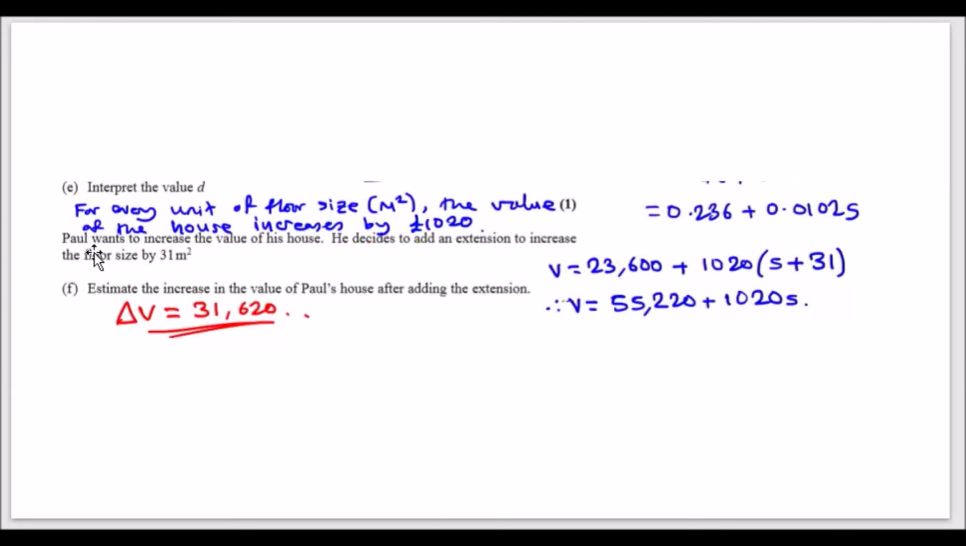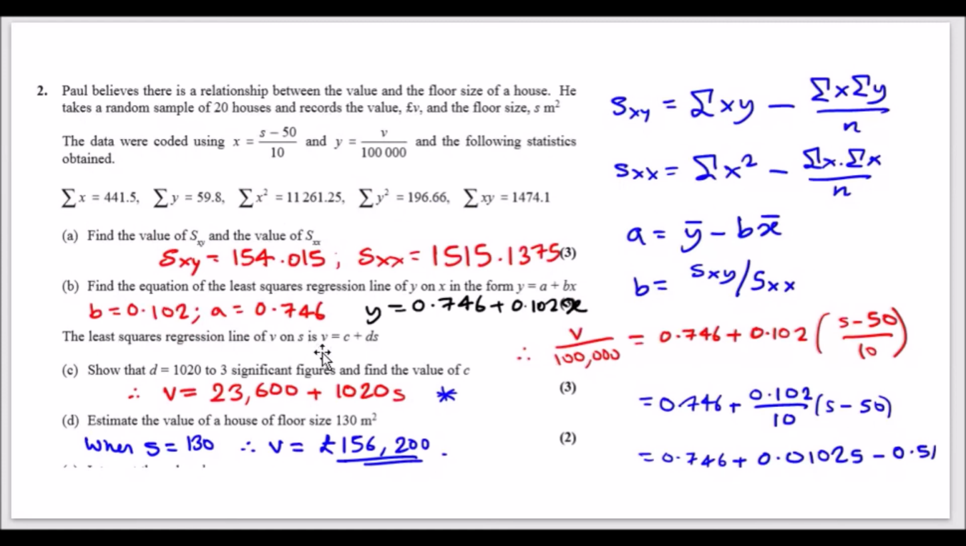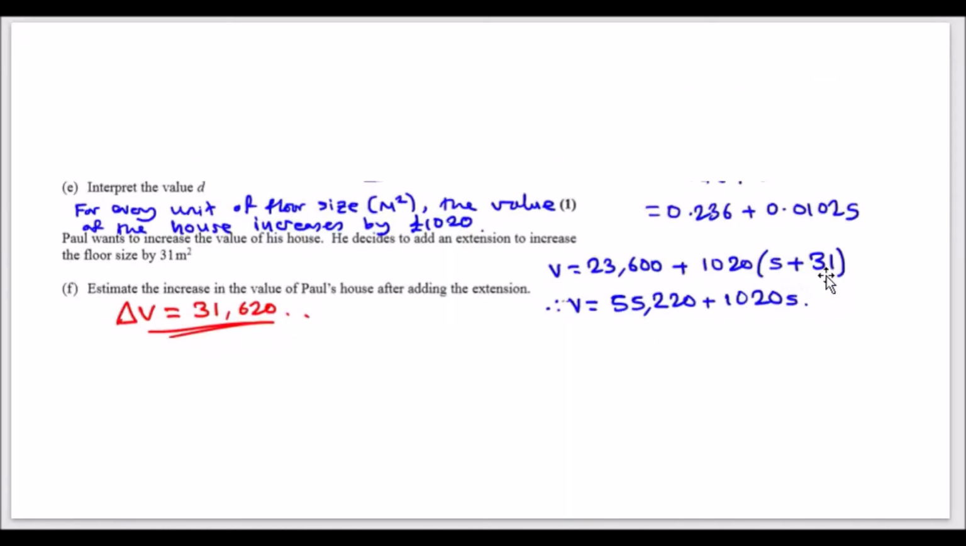Now, last part. So Paul wants to increase the value of his house. He decides to add an extension to increase the floor size by 31 meters squared. Now notice how he said this. He wants to increase the floor size by 31 meters squared. So all he wants to do is take this s and increase by 31. So he's going to write s plus 31. So our new variable is here, s plus 31. Now this one is quite okay. All you have to do now is literally expand this and collect like terms. So expand this, you get 1020s plus, and then multiply by 31, and then add it to the original, you get 55,000, and so on.